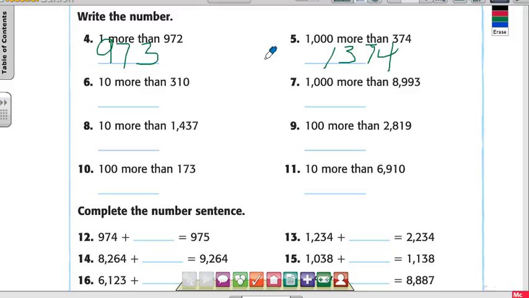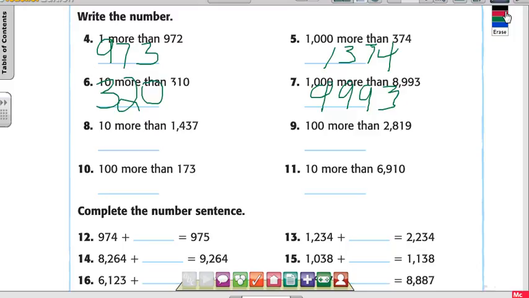Okay, 10 more than 310? 320, because the hundreds stay the same, the ones stay the same, and I need to add 1 more to the tens place, which is 1 and 1 would be 2. So that would be 320. 1,000 more than 8,999. There you go, 9,999. Sorry, not 99. 10 more? No. Slow down.